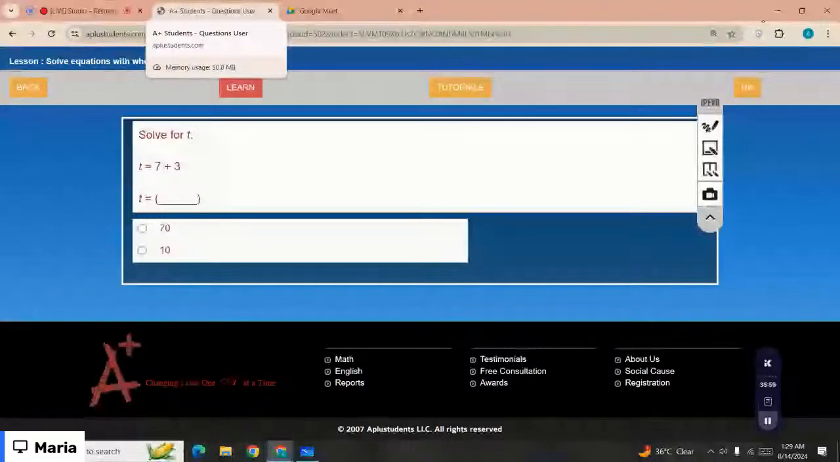Solve for t equals 7 plus 3. So which is the correct option? The correct option is 10. Option number 2 is the correct option.